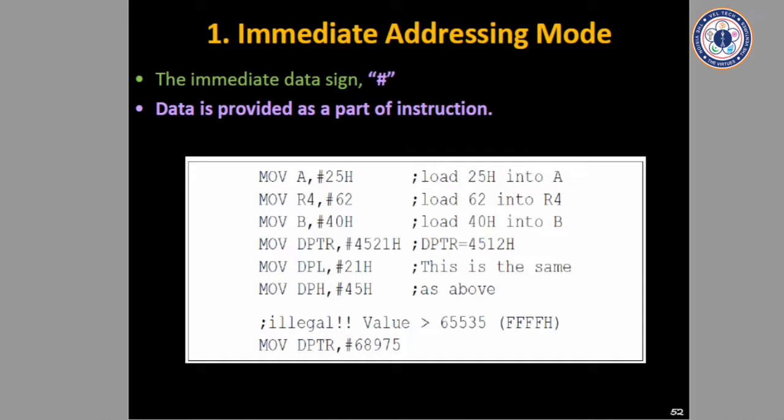Similarly, another example is MOV DPTR,#4521. This 4521 is 16-bit data, and the 16-bit data will be copied to the data pointer. So if it is preceded by the pound symbol, that means the hash symbol, it is called immediate addressing mode. Now we can see the next one.